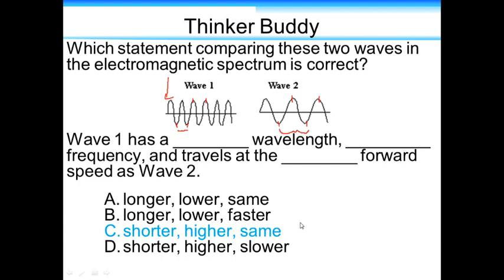All light travels at the same speed. It all travels at that constant c, 3.0 times 10 to the 8th meters per second.